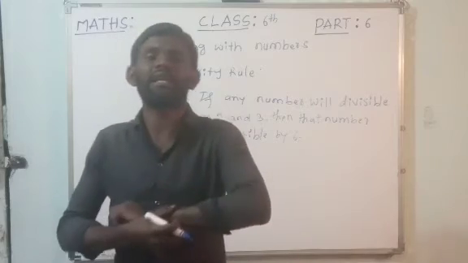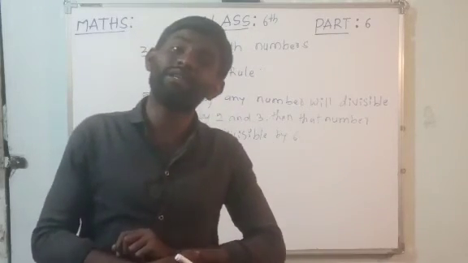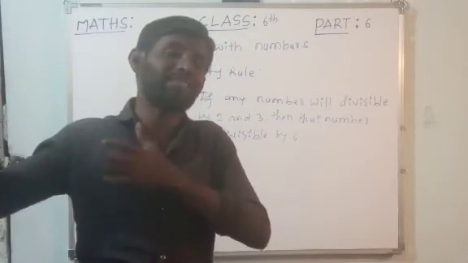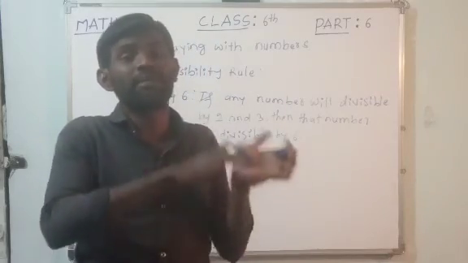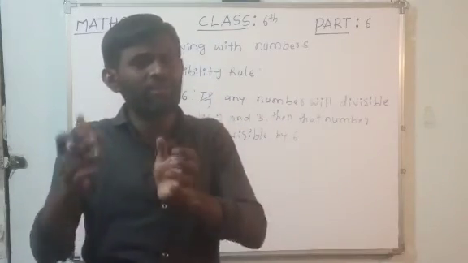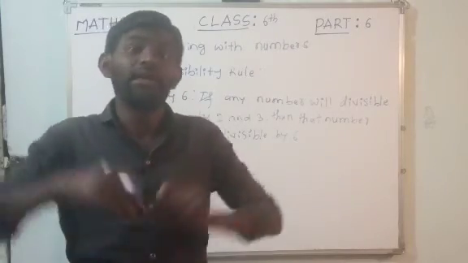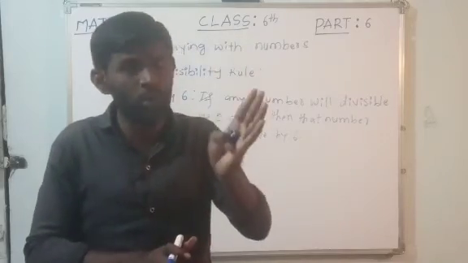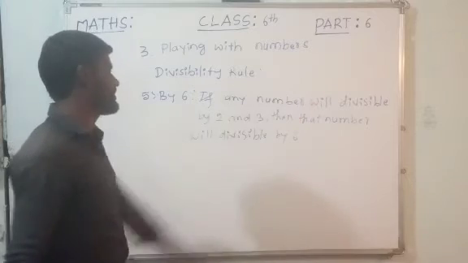In our previous class we already discussed the divisibility rule by 2: the number must end with 0, 2, 4, 6, or 8, then that number will be divisible by 2. For 3, we know the sum of the digits of a given number must be a multiple of 3, then that number will be divisible by 3. If any number is divisible by 2 and 3, then that number will be divisible by 6.